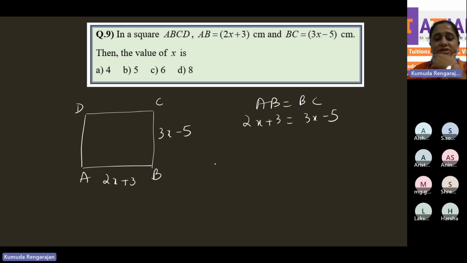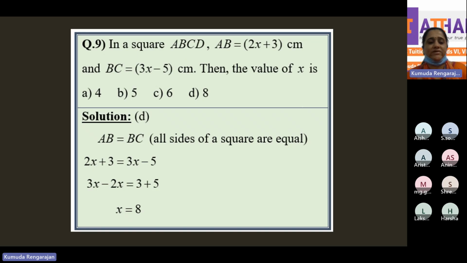In a square, all the sides are equal. So AB is equal to BC, which means 2x plus 3 is equal to 3x minus 5. So when you solve this, you can find the value of x. AB and BC, all sides are equal.